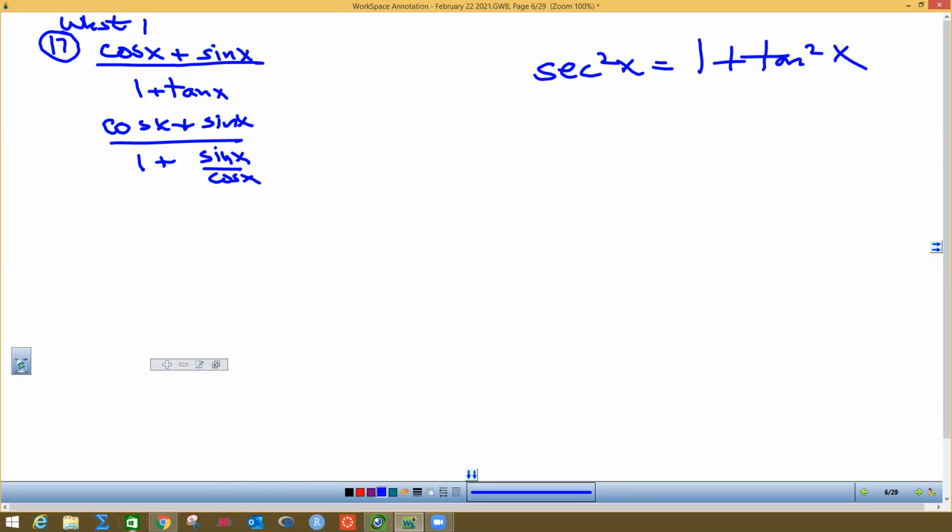That's the identity. That's the Pythagorean identity right there. This does not say 1 plus tangent squared. This says 1 plus tangent. So 1 plus tangent does not equal secant squared.